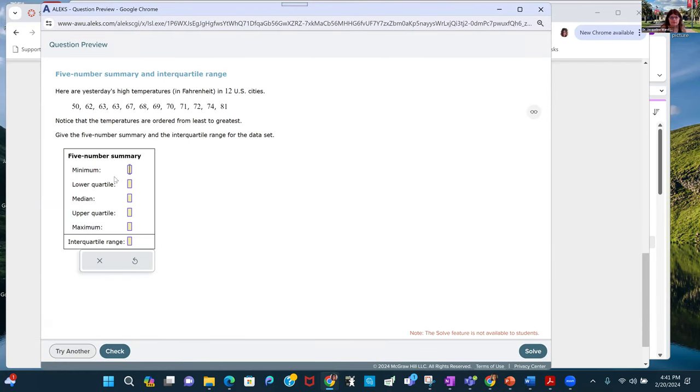Okay, so listing the five number summary and then that interquartile range. It's already listed from smallest to greatest, yesterday's high temperature in 12 cities. So now that's 12. That's an even number, so you're going to average the middle two. It's going to be six on the left and six on the right. Three, four, five, six. So the median is 68.5. And of course, the minimum is 50. And the maximum is 81.